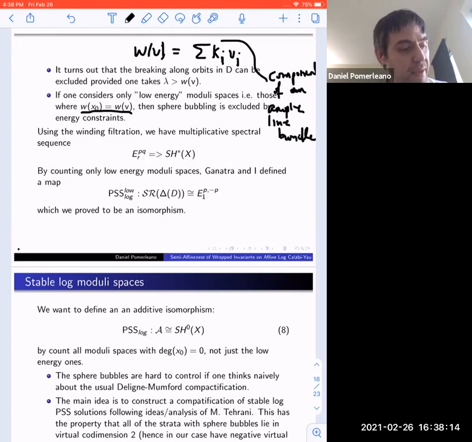In that case, the bubbling and the different degenerations that I was speaking about are excluded by simple energy constraints. So what Sheel and I did was count these low energy solutions, and we proved that there's an isomorphism between the Stanley-Reisner ring and the first page of a spectral sequence given by this winding filtration. And we proved that it was a ring isomorphism. So that's how this isomorphism that I was talking about is defined.